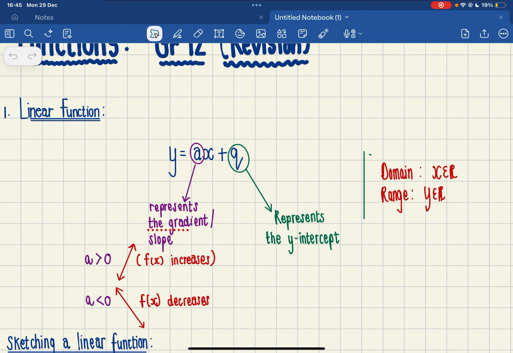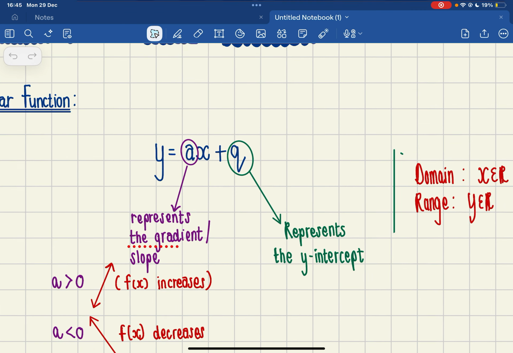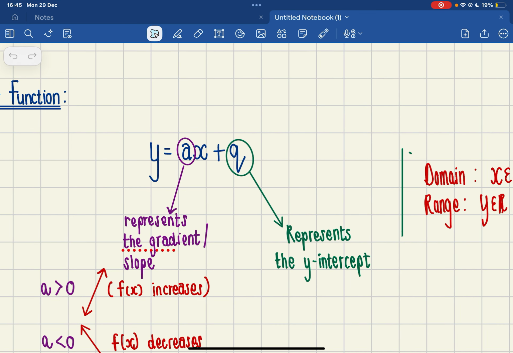Okay. So boys and girls, if you remember, this you're supposed to know from grade 9: we have the linear function or the straight line graph. It is expressed or described by the following formula: y is equal to ax plus q, or some of you might have been describing it as y is equal to mx plus c. That being said, we're going to follow y is equal to ax plus q.